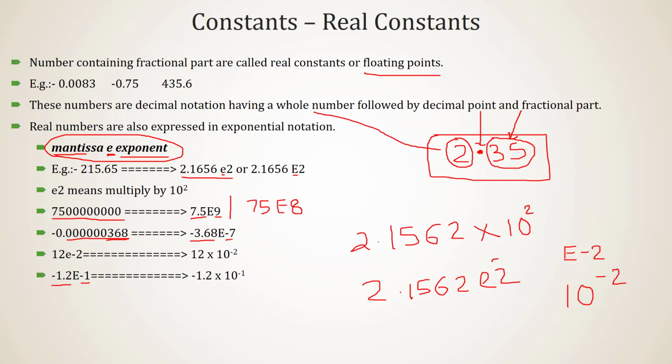Any doubt in this? Any doubt in the real constants? Please respond. Okay, thank you.